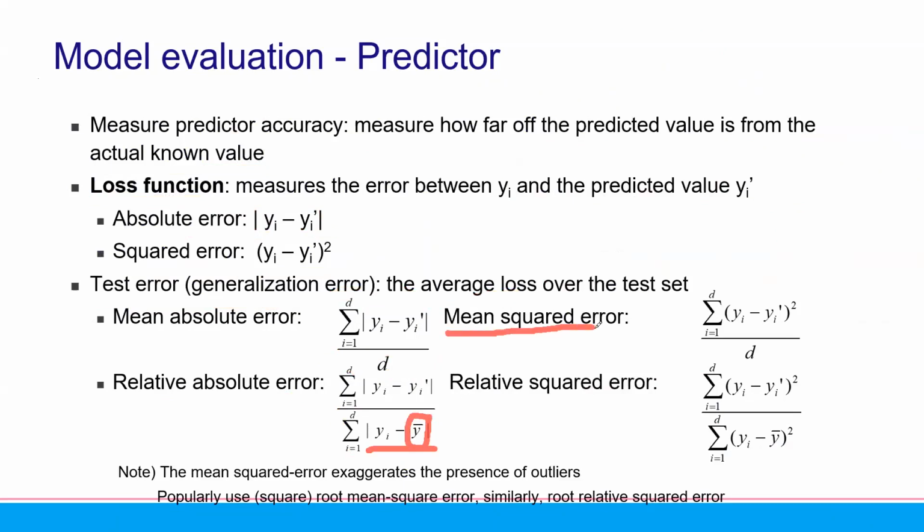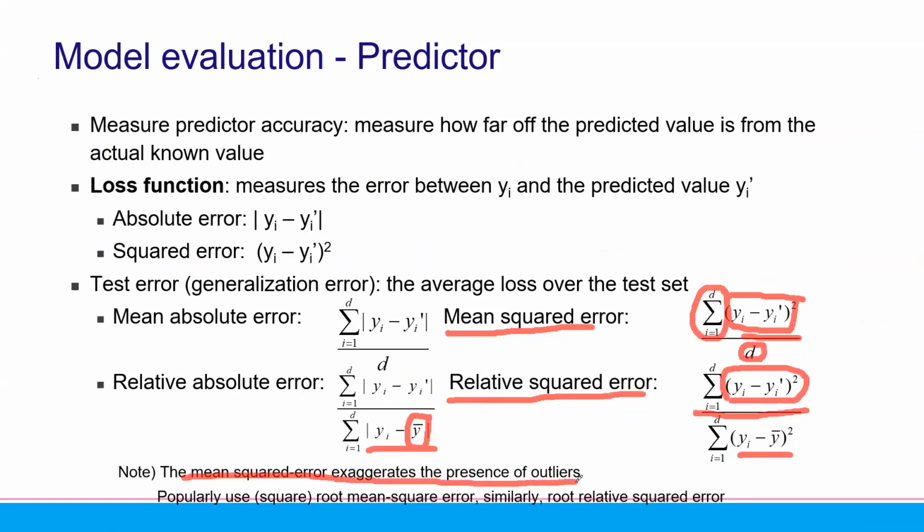If it is mean square error, we do the summation of this formula for all the data, and we divide it by the number of data points. If we want the relative square error, it is the same formula, but we divide by the error according to the average. The mean square error exaggerates the presence of outliers, so popularly we use root mean square error, or similarly root relative square error.